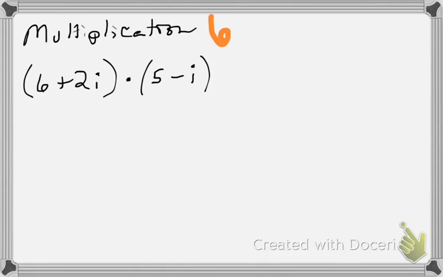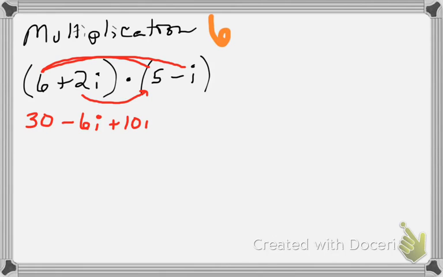Okay? So what we're going to have to do here is distribute, or the word is FOIL that some of you have used in the past. Okay, so we're going to have to distribute, just like we did a couple sections ago when we were finding an equation given the roots. So distribute the 6: 30. Distribute the 6: minus 6i. Distribute the 2: 10i. And distribute the 2 again: negative 2i squared.